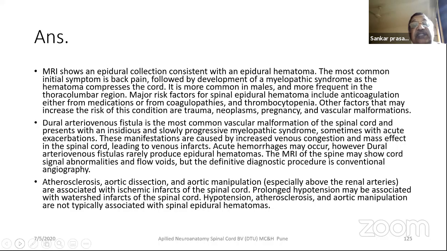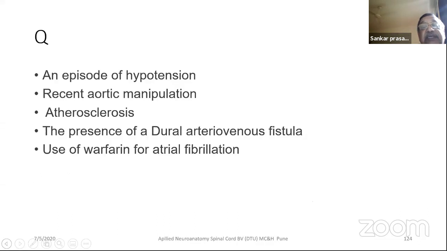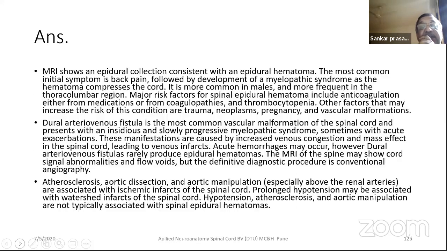The most common initial symptom is back pain, followed by development of myelopathic syndrome. So the warfarin has caused the hematoma. Of course, dural AV fistula we have already discussed. It causes an insidious and progressive myelopathic syndrome. Atherosclerosis, aortic dissection, and aortic manipulations are associated with ischemic infarction of the spinal cord. So it's not AVF. It is the epidural collection that has caused this problem.